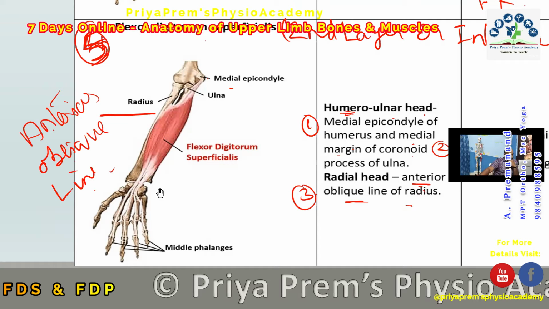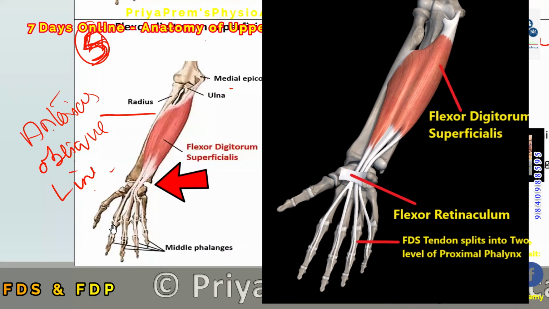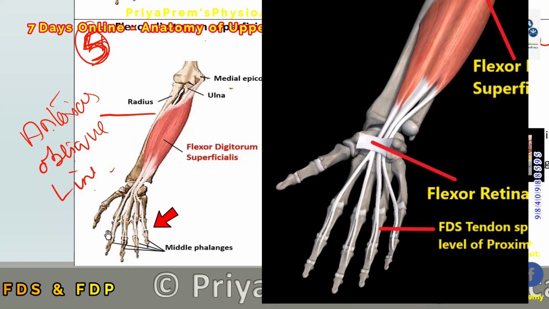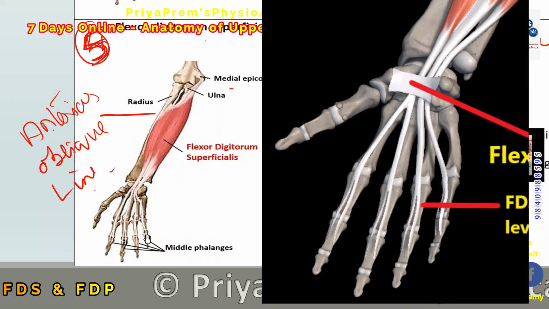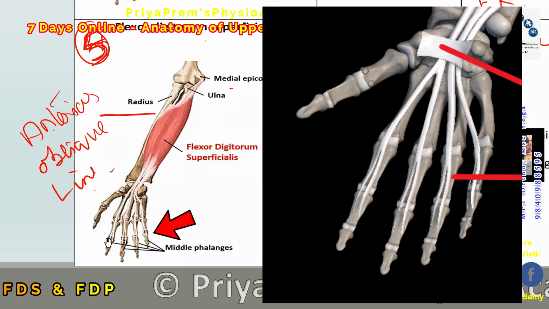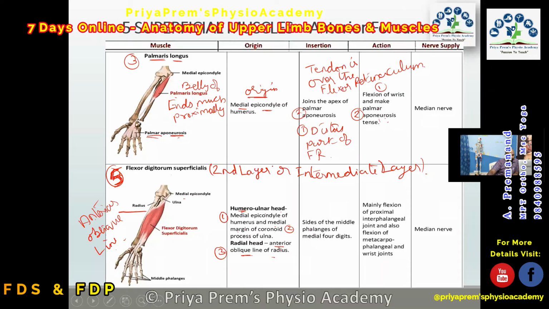So it comes down and splits into 4 tendons, one for each finger. At the level of the proximal phalanx, it further splits into 2, and it comes to the middle phalanx and attaches on either side of the anterior surface of the middle phalanx. So what is the insertion? The sides of the middle phalanges of the medial 4 digits.